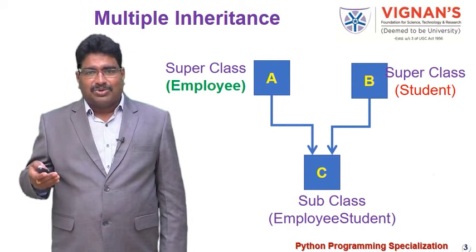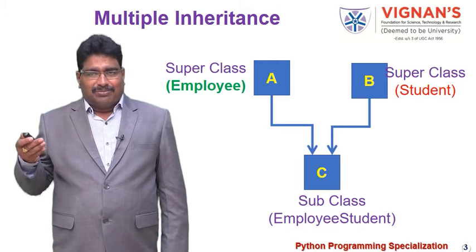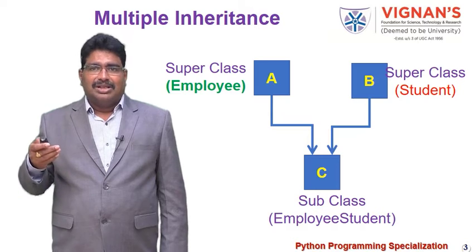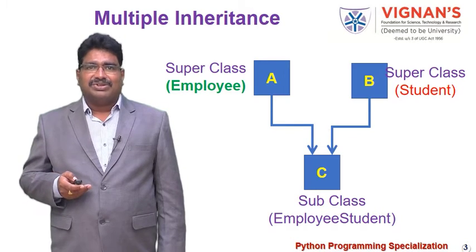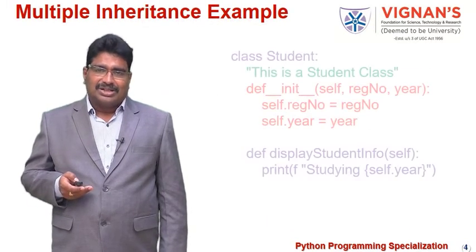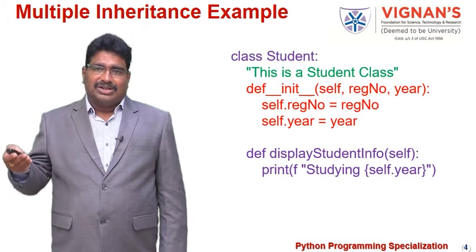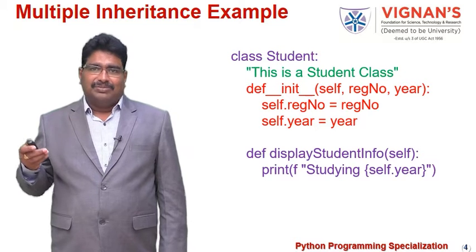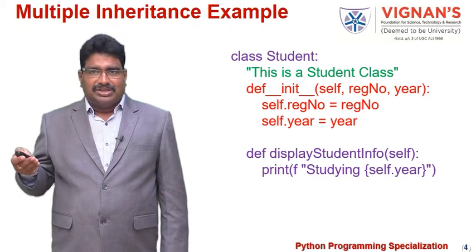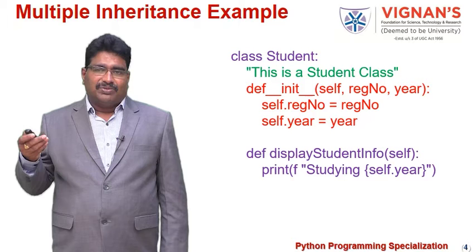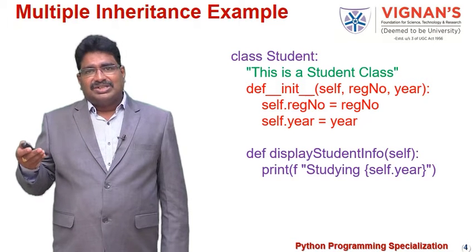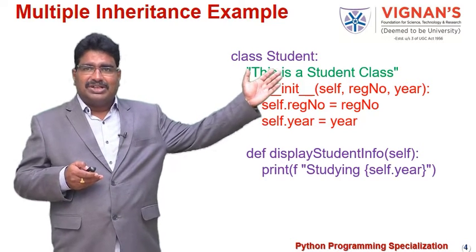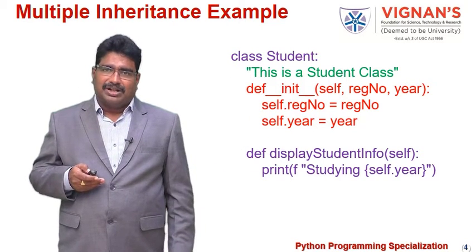Now we will discuss how to create the employee student class from these two classes. First we create the student class, with the attributes register number and name. We define a method display student info to display which year the student is studying. In the constructor, it simply takes the register number and year as parameters.